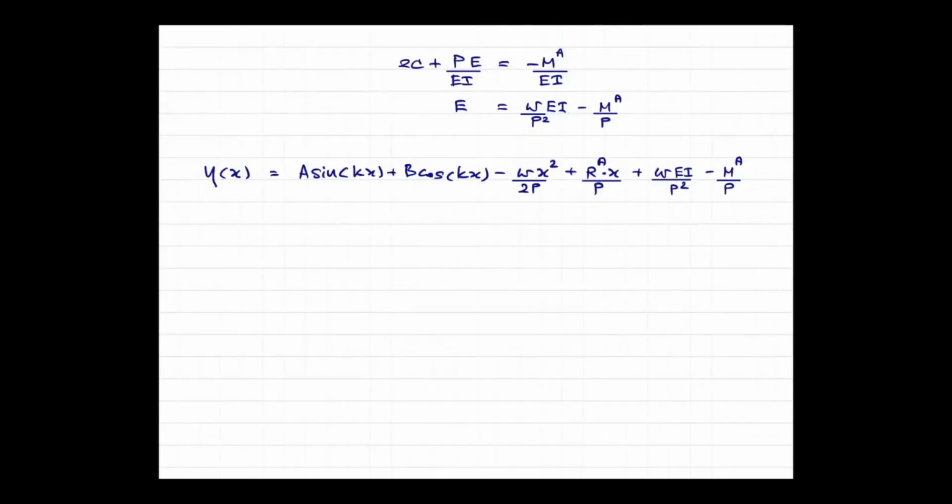So here, who are the unknowns? A, B, W we have to know, right? The applied load. RA and MA. Alright? So still we don't have more unknowns. And these 4 unknowns will be figured out by the enforcement of boundary conditions. So let's take a look at this.